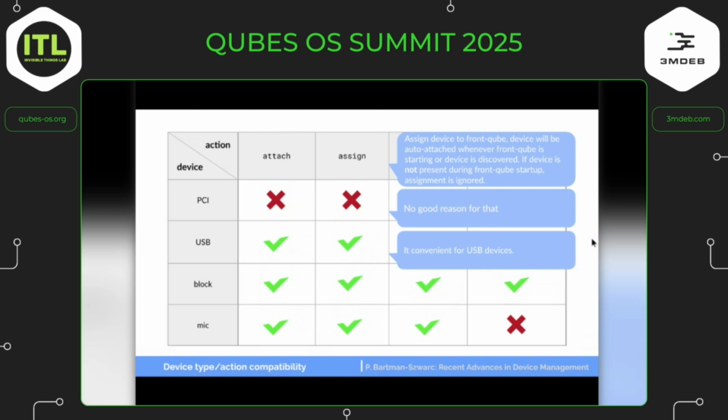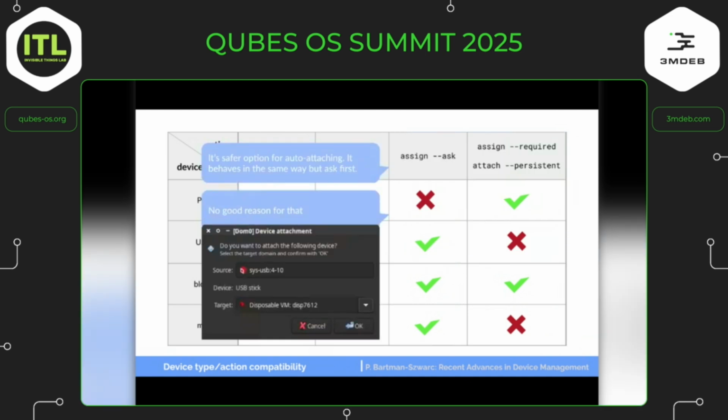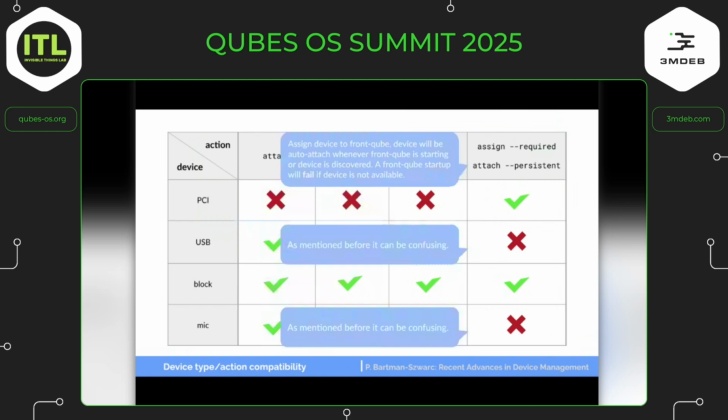Of course, there are also two extra classes of assignments. The first one is ask to assign. This is the extra step of security. Before the auto attaching, we will always be prompted to confirm, and required. This is how we usually assign our PCI devices.